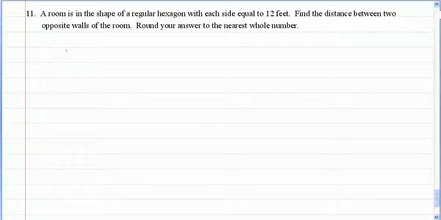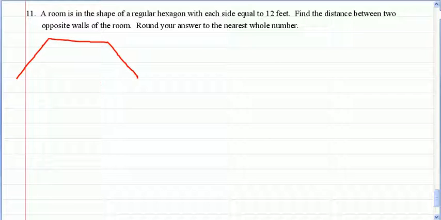The last problem, number 11, we have a room in the shape of a regular hexagon with each side equal to 12 feet. So a hexagon has 6 sides, and when it's regular, it means that all 6 sides are equal and all 6 angles are equal. So here's my regular hexagon, and I know that each side is equal to 12.